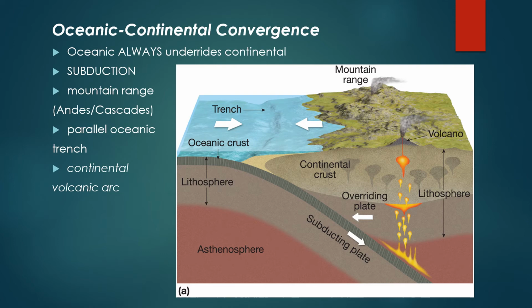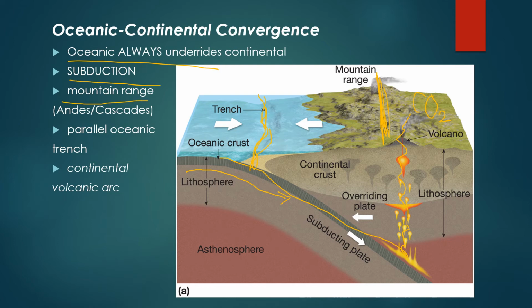Okay, so you have this oceanic crust coming in contact with this continental crust, right? Oceanic crust will always subduct and create a trench here, an oceanic trench, right? That means it's really, really deep, okay? Then along the trench on the continent, you have a mountain range and volcanoes within that mountain range, right? Because all this stuff that is dragged underneath has to escape somehow as CO2, and it does so through volcanic eruptions, okay? So oceanic always underrides continental.